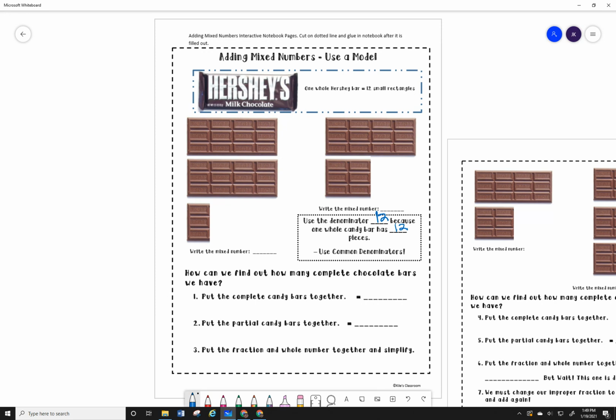Because we know when we add fractions, we must start with common denominators. We must start with a common denominator in order to get an accurate answer.